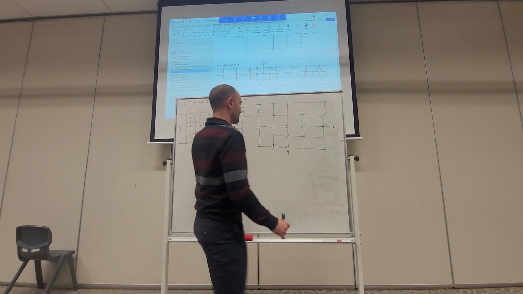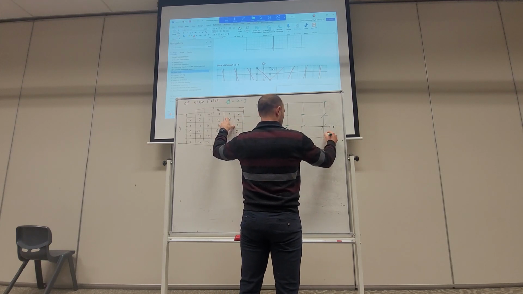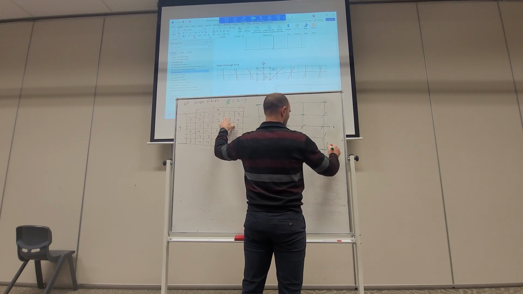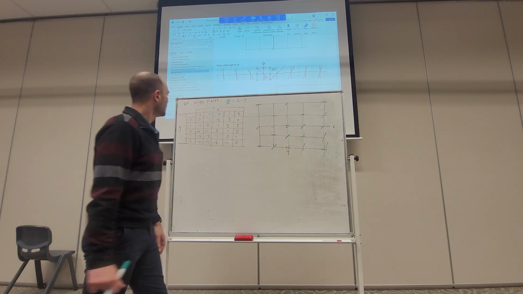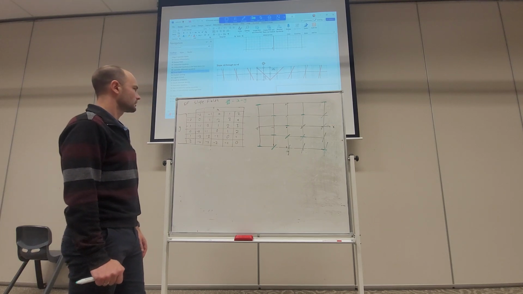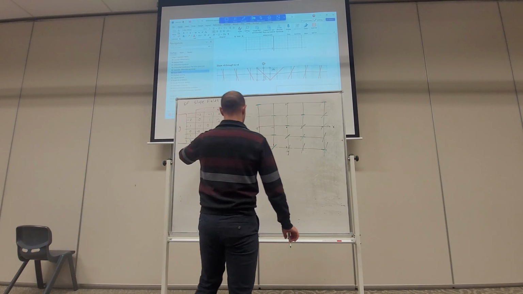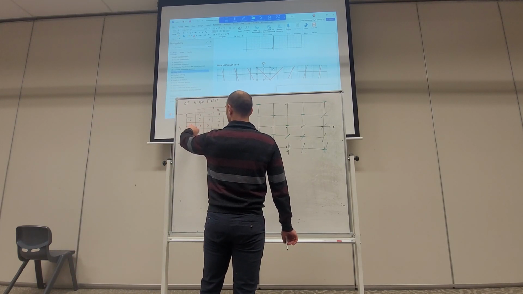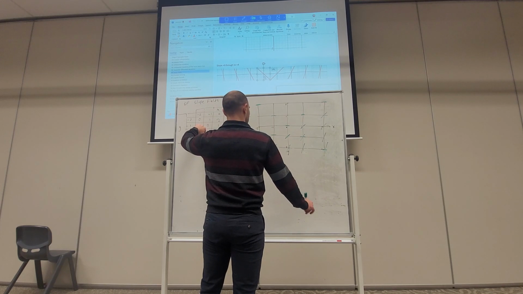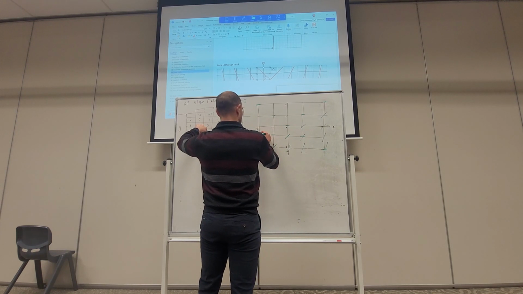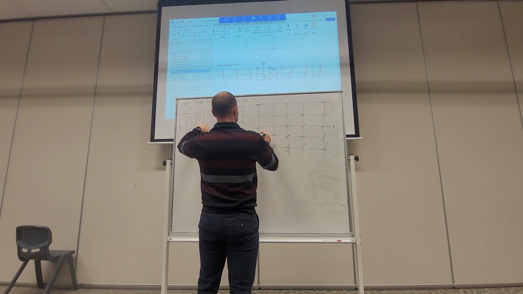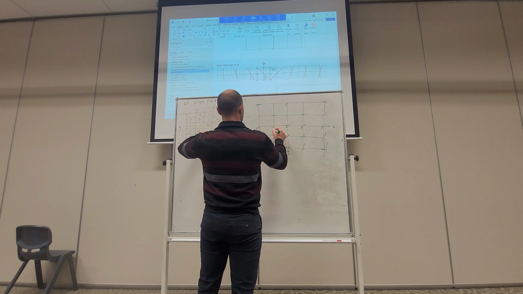And then we have a slope of 3, and then we have a slope of 4. Then we'll go back the other way, slope of minus 1, x is minus 2, and x is minus 2.